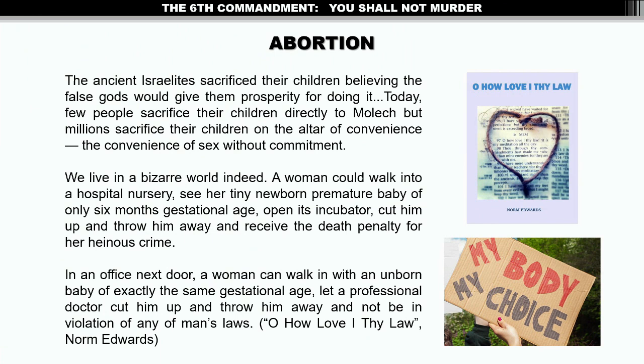Now, one of the saddest and most awful forms of murder in our Western society today is that of abortion, where the life of an unborn child is terminated. In his article series, Oh, How I Love Thy Law, Norm Edwards makes these comments about abortion.